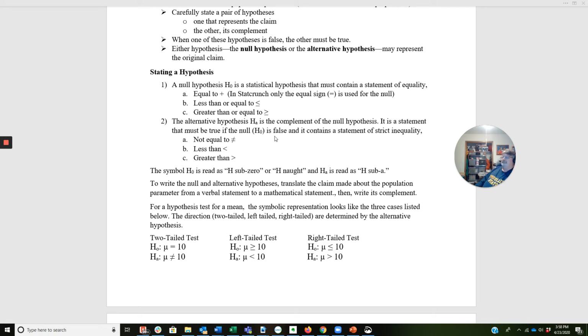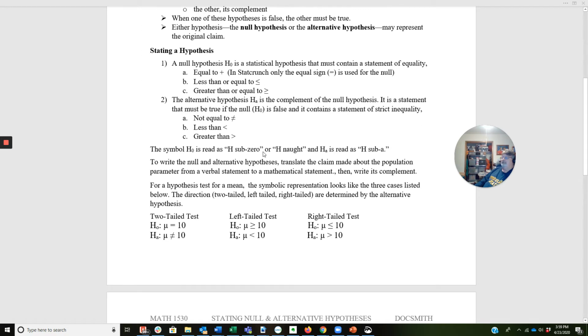To write the null and alternative hypothesis, translate the claim about the population parameter from a verbal statement to a mathematical statement, then you write its complement. That's what we're going to learn how to do here. For a hypothesis test for a mean, the symbolic representation looks like the three cases listed below. And it's any one of these three. If it's a two-tailed test, it's equal, not equal. If it's a left-tailed test, the null is greater than or equal to, and the alternative is less than. And if it's a right-tailed test, the null is less than or equal to, and the alternative is greater than. Those are the only three options.